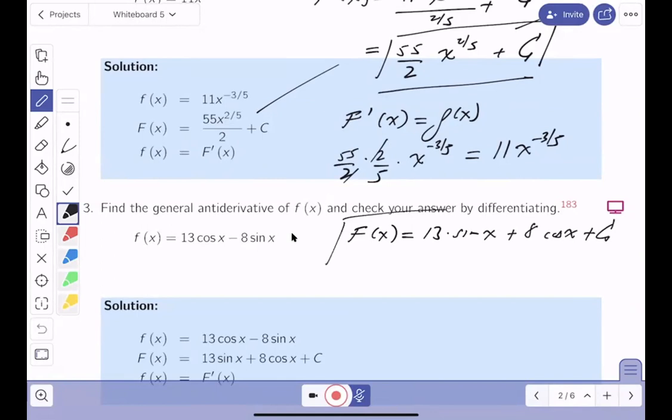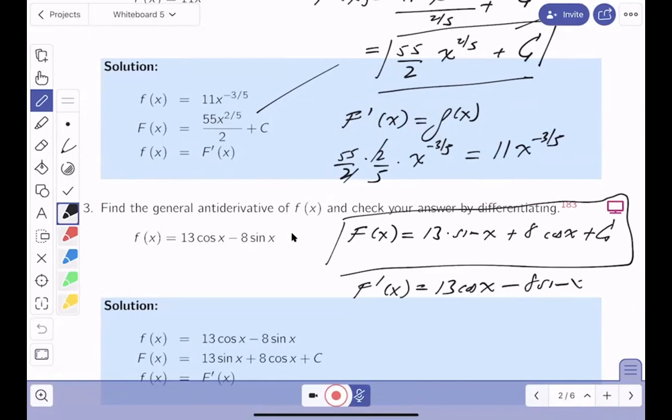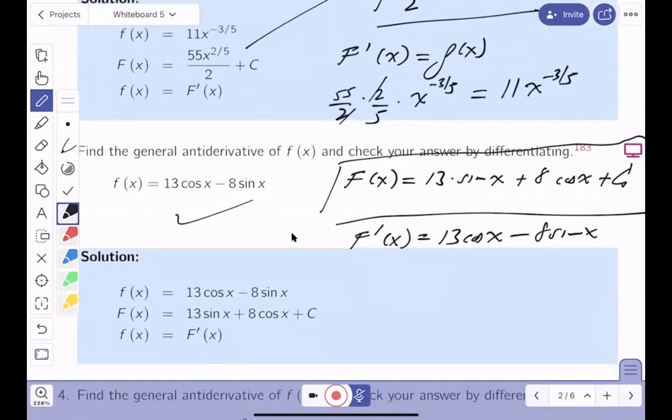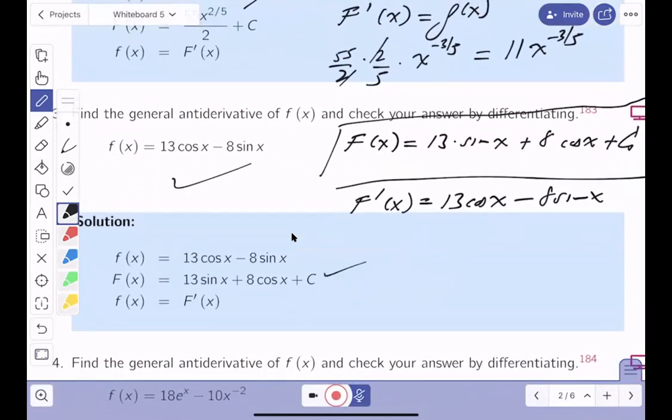All right, I'm going to say that's my answer. And I'm going to check it. What is F prime? Well, that's going to be 13 cosine x minus 8 sine x plus 0. And is that what we say it should be? Yep, it looks good. So I know this is my correct answer. So let's put this over here, and I'm seeing it: 13 sine x, 8 cosine x plus c.